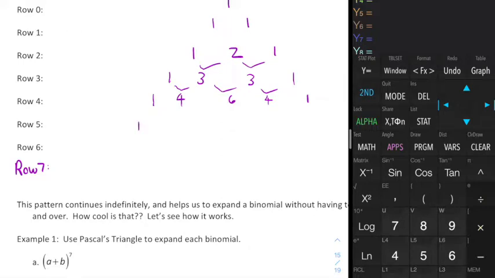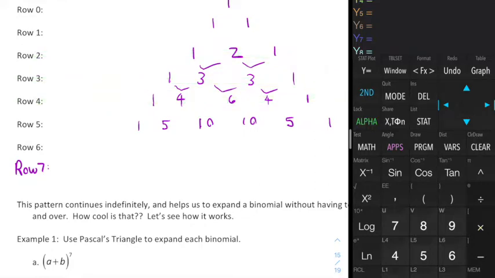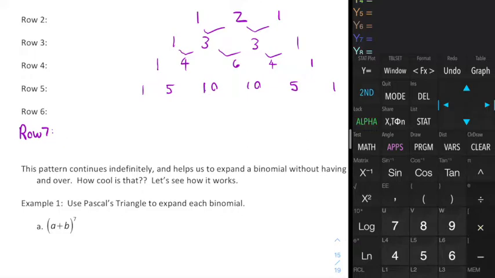So row 5, you'll do 1. 1 plus 4 will be 5. 4 plus 6 will be 10. 6 plus 4 right there, that'll be another 10. And then you'll have a 5, and then a 1. Notice that each of these rows, like row 2, the second number is a 2. Row 3, the second number is 3. Row 4, the second number is 4. So that's a little trick you can use to see if you're doing it right.